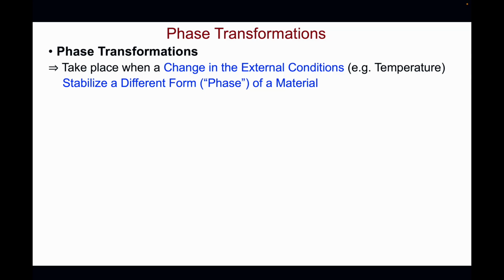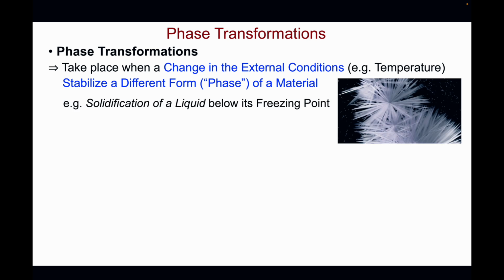Phase transformations are ubiquitous in material science and in life. They take place when a change in the external conditions, for example temperature, cause a material to change its form to a different phase. There are numerous examples. Here we'll focus on condensed matter transformations, namely the solidification of liquids below their freezing point, as well as solid-to-solid transformations in the iron-carbon system.